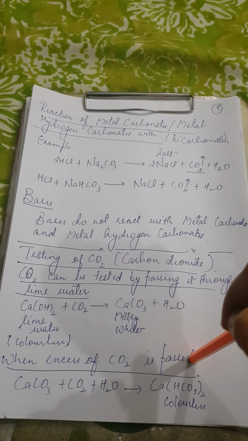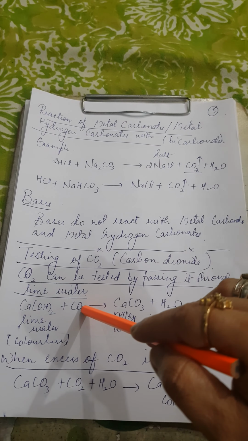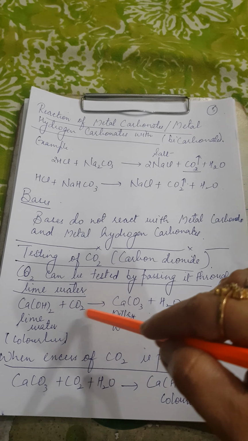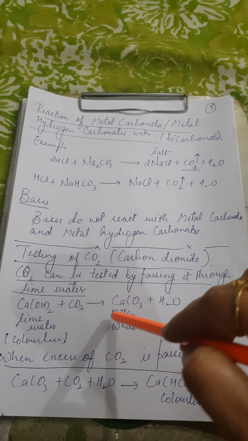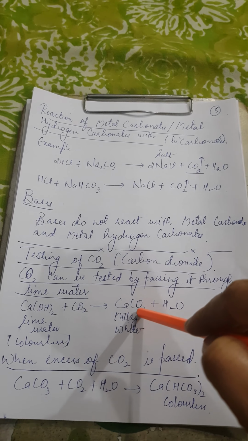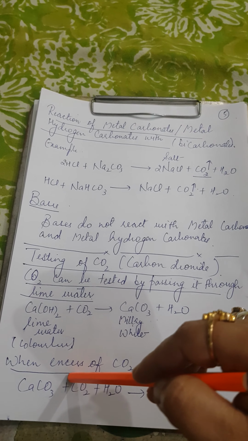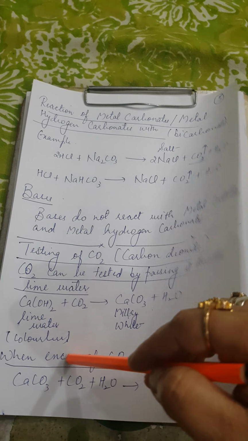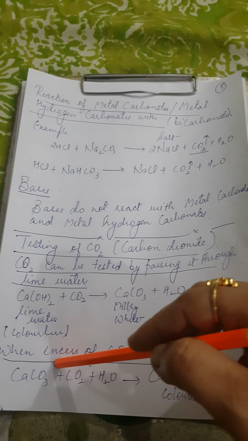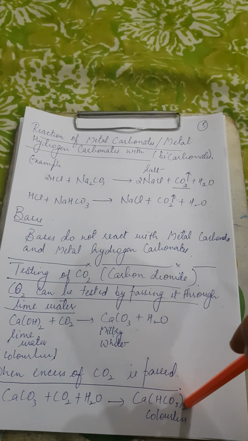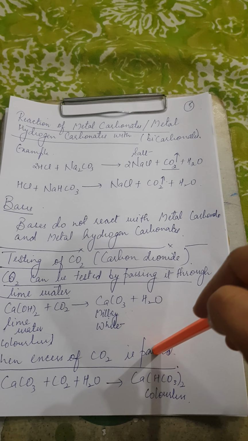So, I am repeating, how can we test the presence of CO2? By passing CO2 through lime water. Lime water turns milky because of formation of calcium carbonate. And on passing CO2 for longer time, milkiness disappears. Why milkiness disappears? Because of formation of calcium bicarbonate.